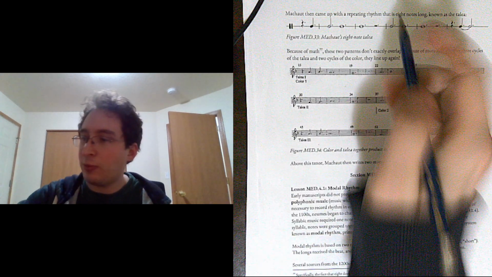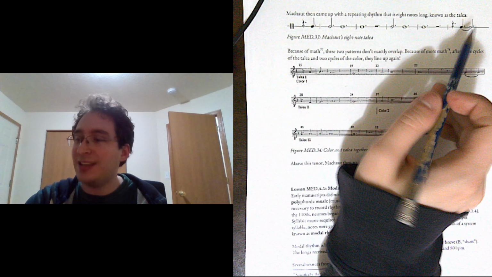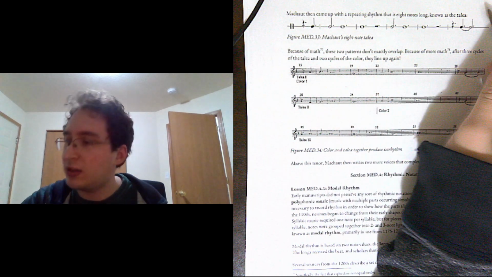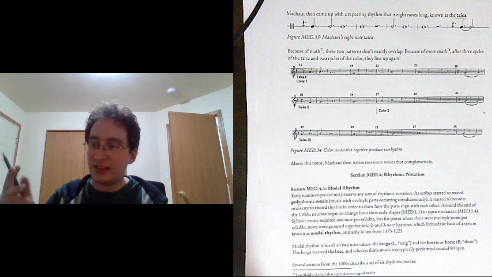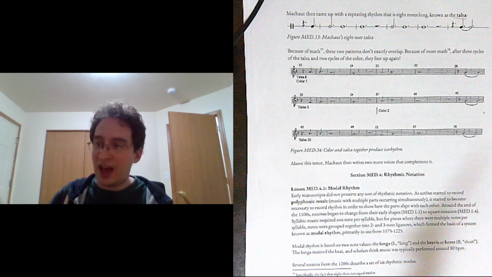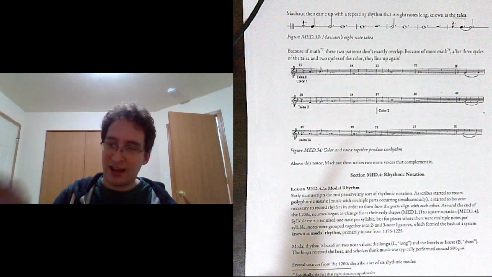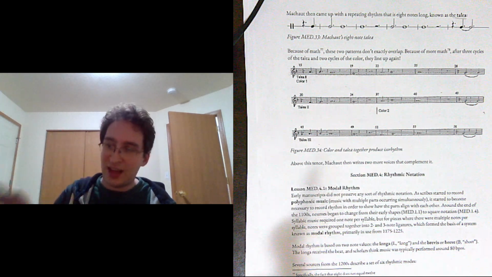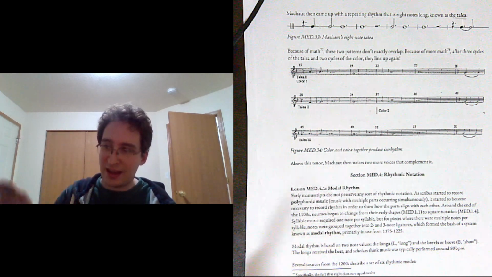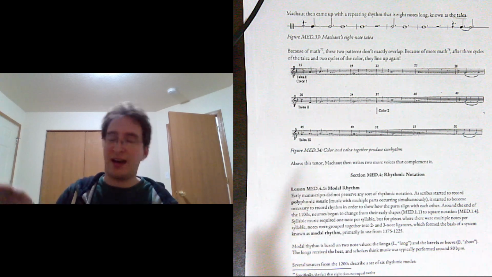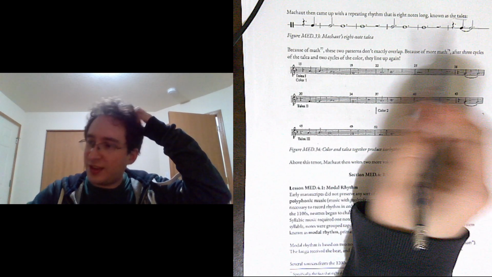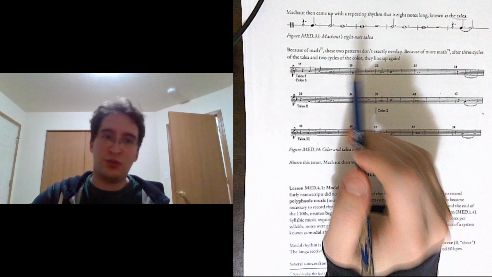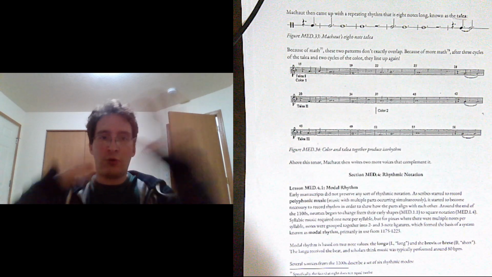And then he came up with a repeating rhythmic pattern. That's 8 notes long, and the recurring rhythmic pattern is known as the talia. So in this case, ta ta ta ta ta ta ta ta is your rhythmic pattern. So with an 8-note rhythm and a 12-note pitch cycle, they don't quite line up.